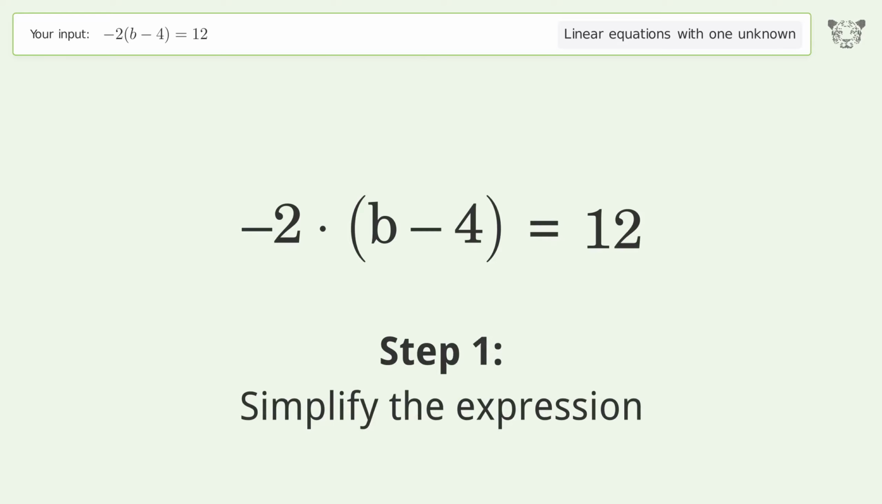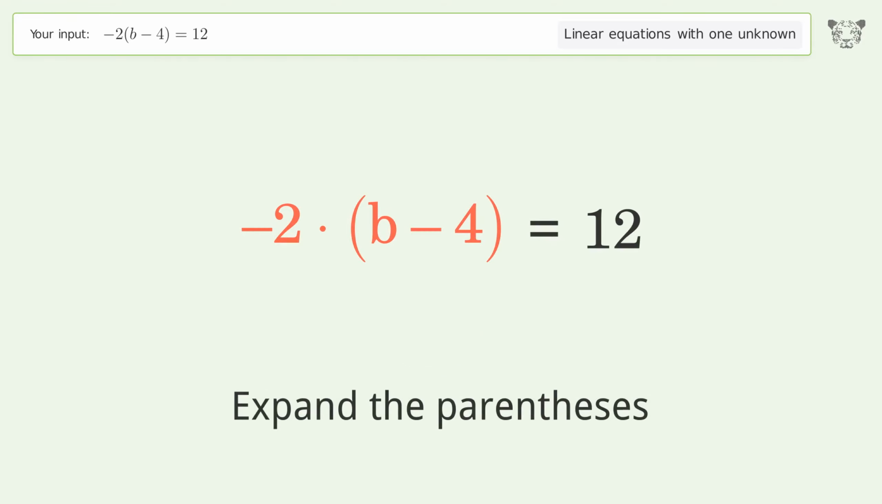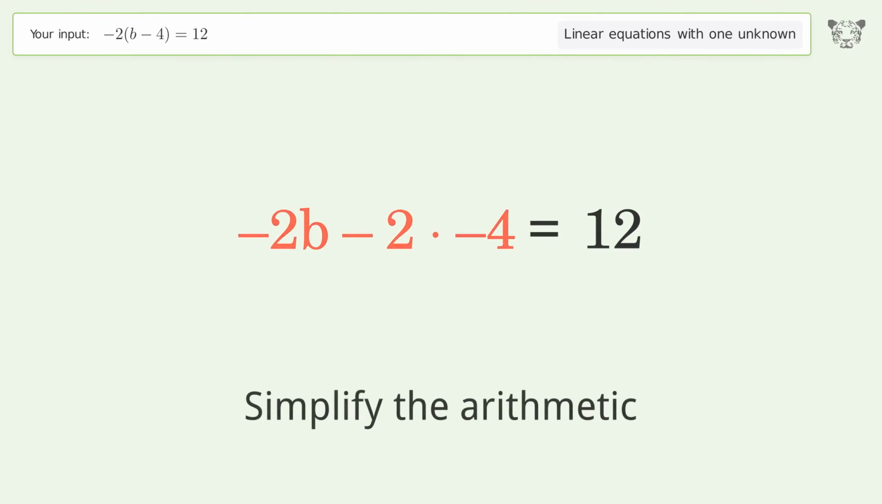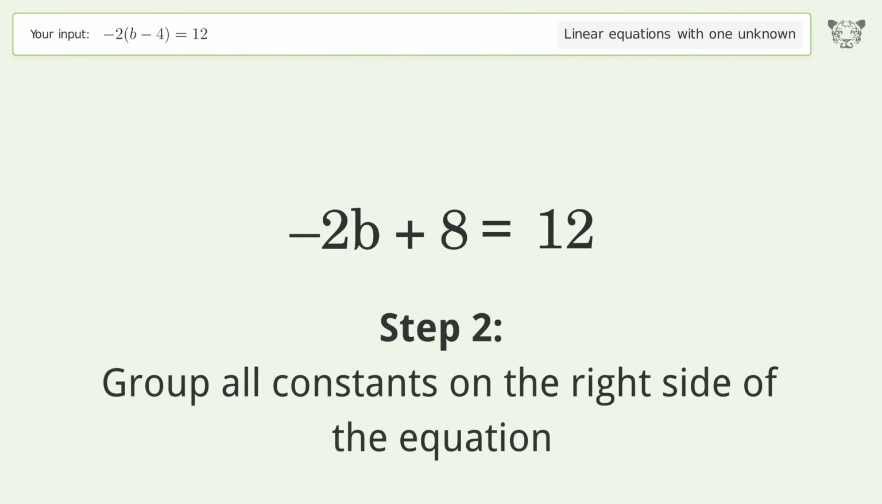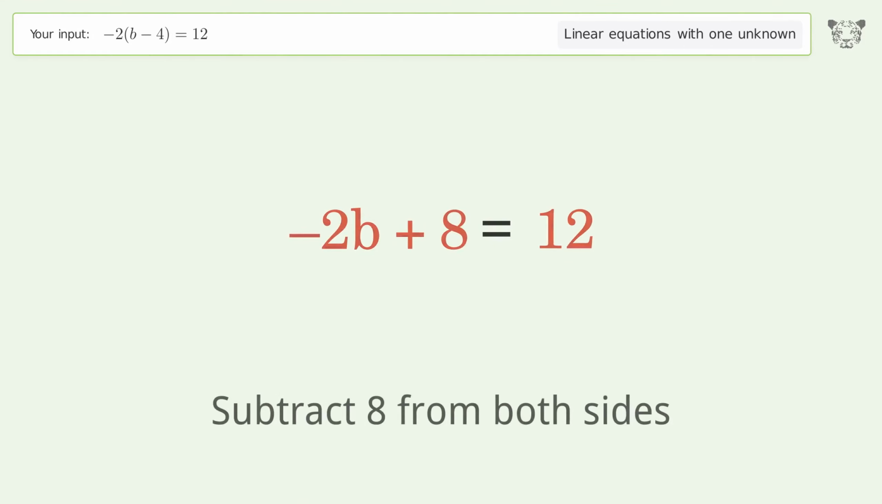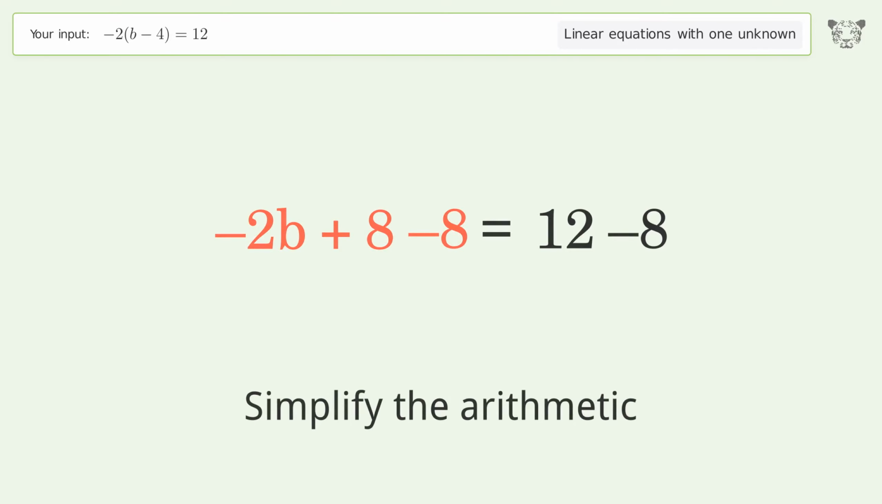Simplify the expression. Expand the parentheses. Simplify the arithmetic. Group all constants on the right side of the equation. Subtract 8 from both sides. Simplify the arithmetic.